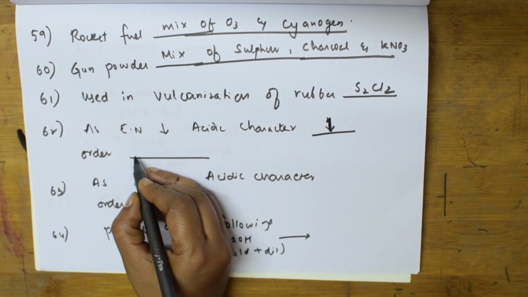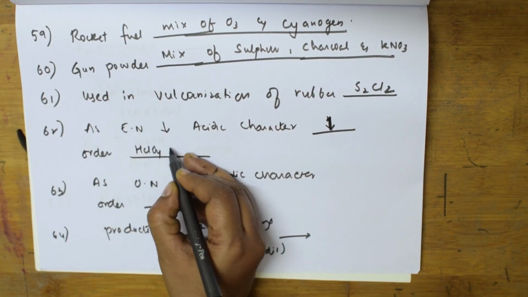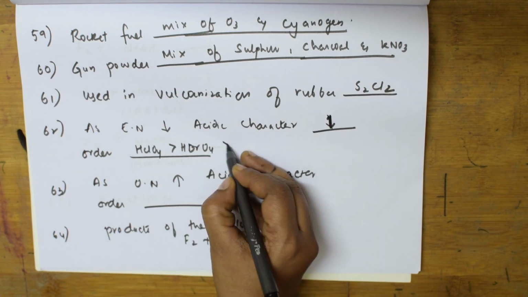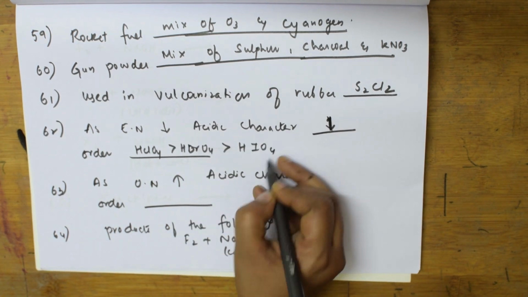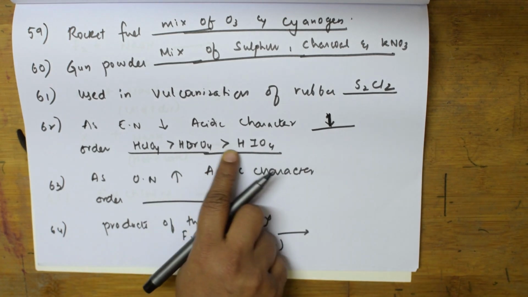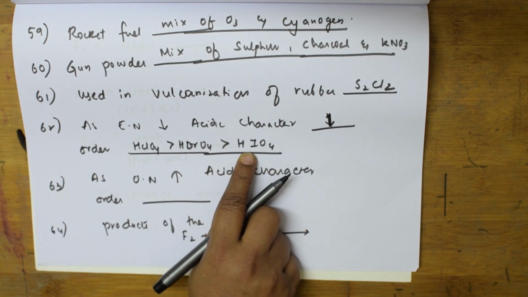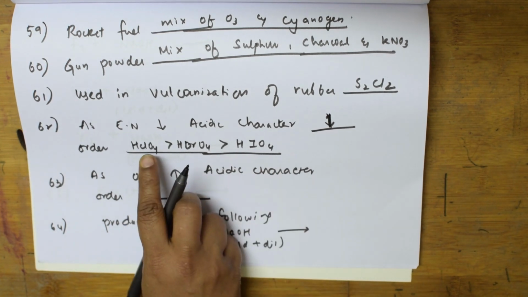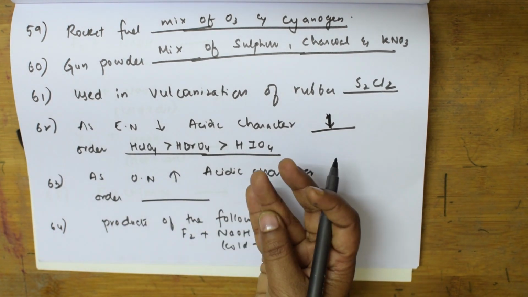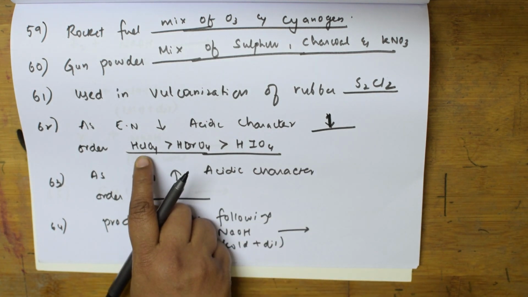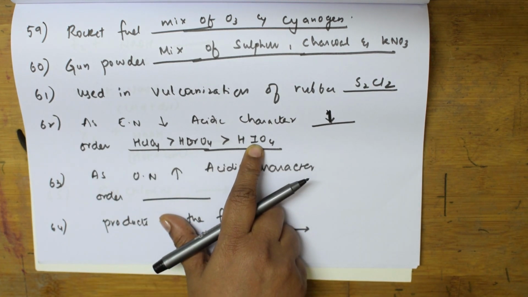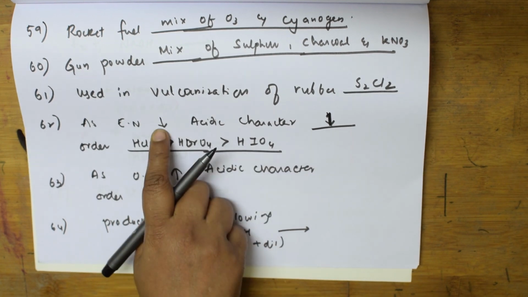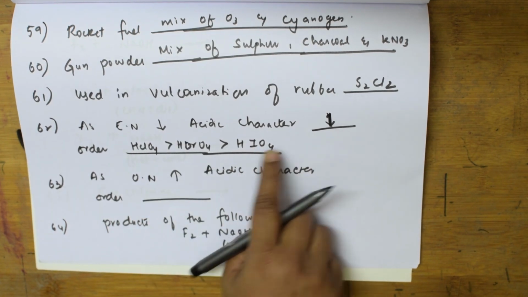Let us see the order. HClO4 greater than HBrO4 greater than HIO4. Now see here, among all these, which is more electronegative? Highly electronegative is fluorine. Which is least electronegative? Fluorine, chlorine, bromine, iodine. Iodine electronegativity is very less, correct? So the acidic character also is less. Lesser the electronegativity, lesser is the acidic character.